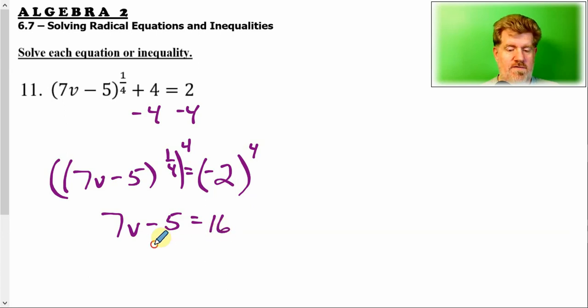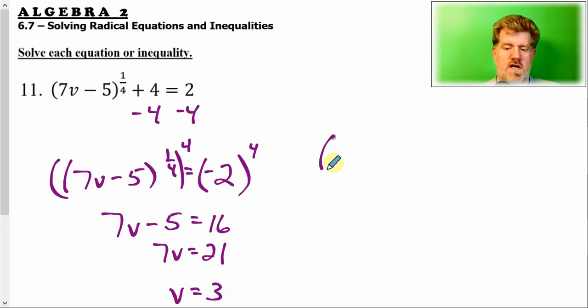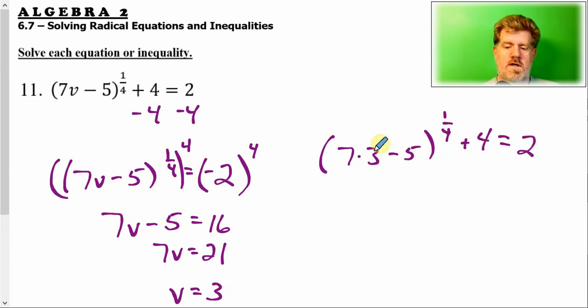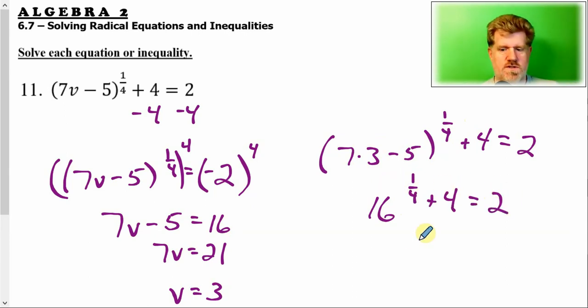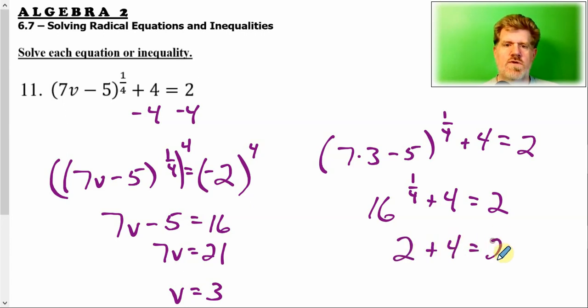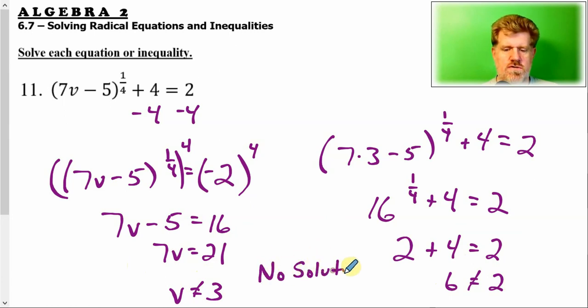Add 5 to both sides. Divide by 3. And let's check our answer. 21 minus 5 is 16. The fourth root of 16 is 2, because 2 times 2 times 2 times 2 is 16. And we get this, which is not true. 3 does not give us an answer. It has no solution.